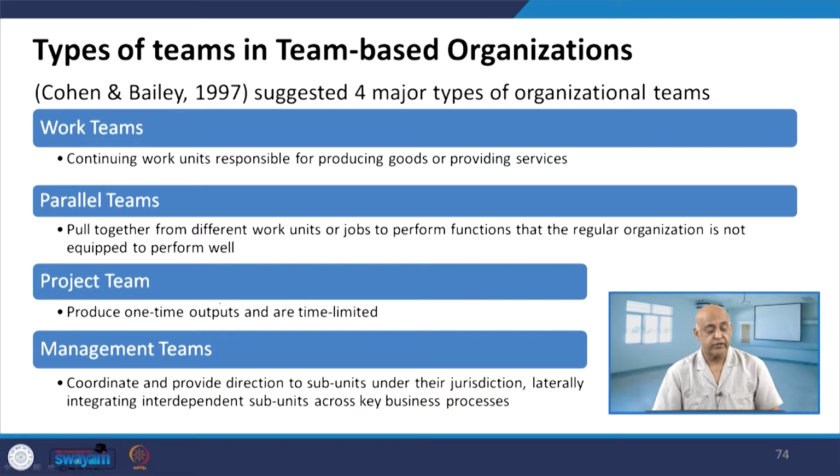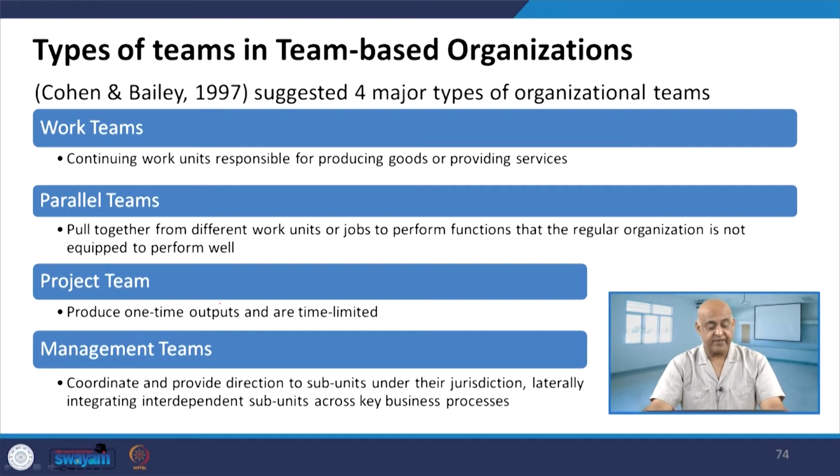According to Quinn and Bell in 1997, four major types of organizational teams were suggested. Work teams are continuing work units responsible for producing goods or providing services. Parallel teams are pulled together from different work units or jobs to perform functions that the regular organization is not equipped to perform well. Project teams produce one-time, limited outputs. Management teams coordinate and provide direction to subunits under their jurisdiction, and laterally integrate independent subunits across the key business processes.